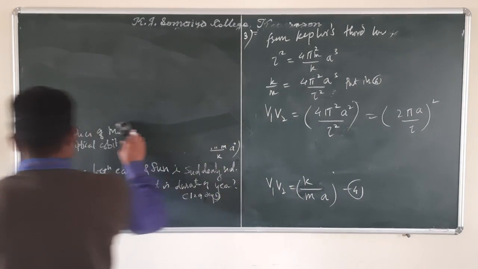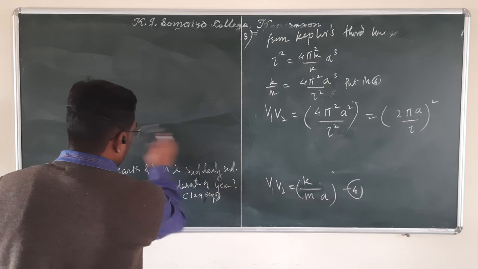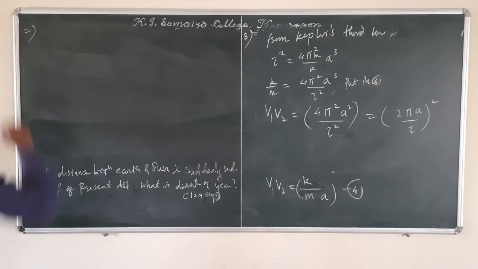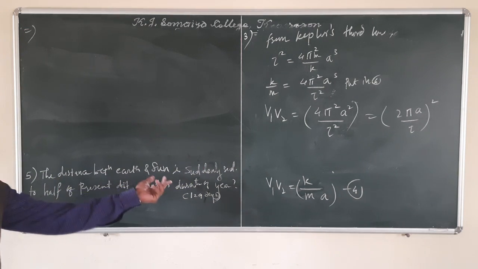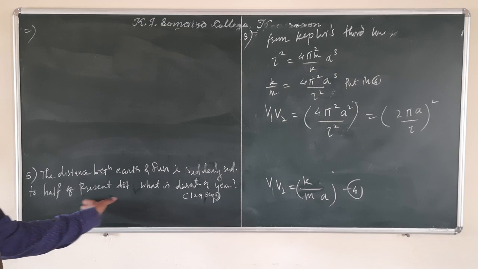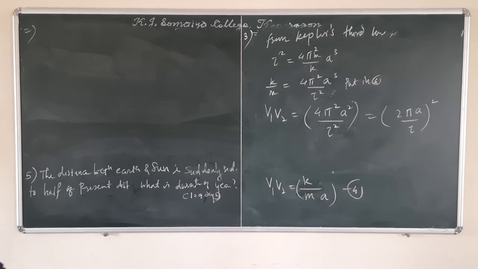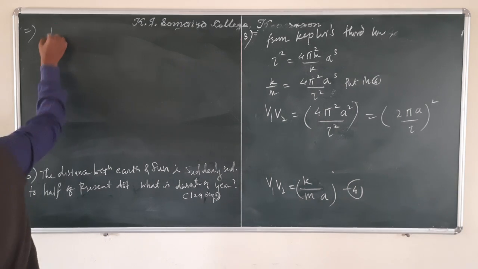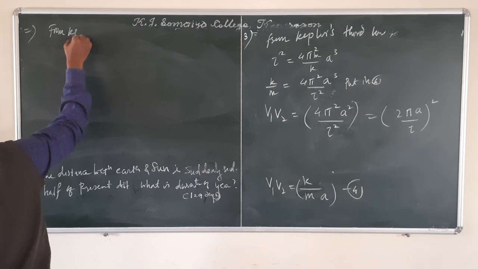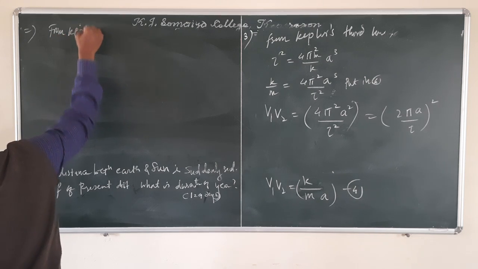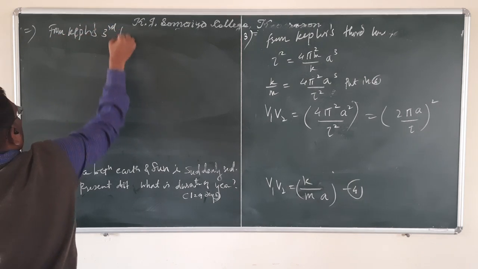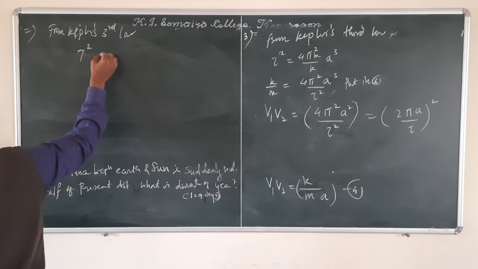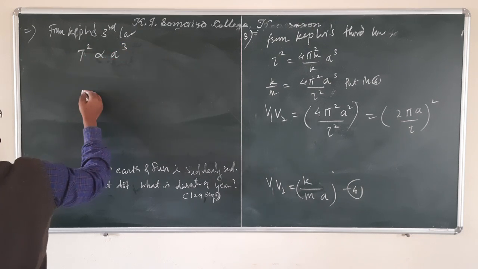Now we are solving the last problem, which is problem number 5. What is that? The distance between earth and sun is suddenly reduced to half of the present distance. What is the duration of a year? So from Kepler's third law, tau square is directly proportional to a cube.